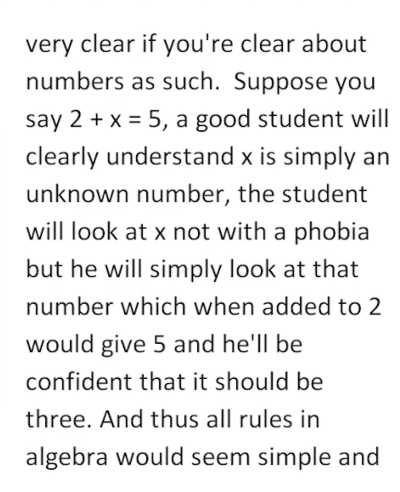A good student will clearly understand x as simply an unknown number. The student will look at x not with phobia, but will simply look at that number which when added to 2 would give 5, and he will be confident that it should be 3. And once he gets the concept, then he can understand x square also, because he knows 2 square, 3 square. He says, okay, some number into that same number. 2 square means 2 into 2. So x square means x into x. What is x to the power of y? x multiplied y times. Why do we get so frightened of x and y? It is simply a number which has some value, but I don't know what that value is.